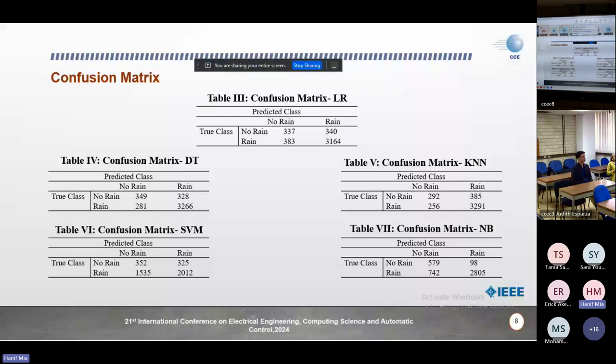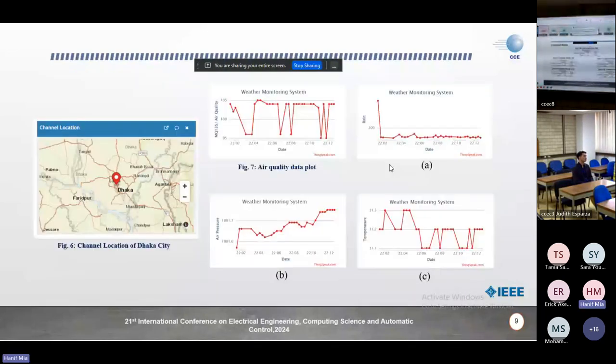Here, the positive class was no rainfall; the true positive class was 337 and the true negative class was 340. Also, the false positive class was 380 and the false negative class was 8164.